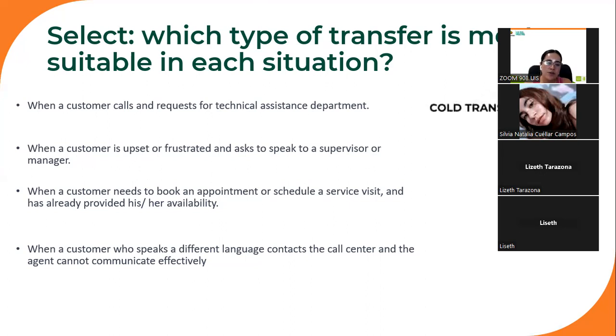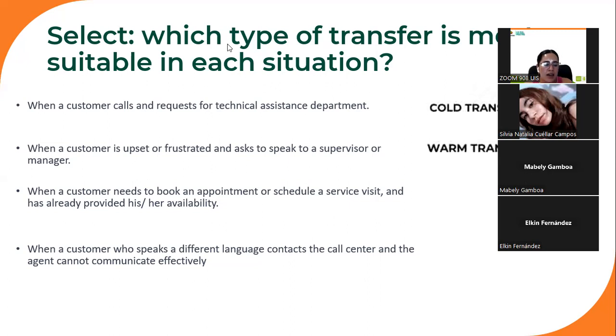Next, when a customer is upset or frustrated and asks to speak to a supervisor or manager. Warm transfer? Yes, this is a warm transfer. Of course, you will need to explain what the situation is to the manager or to the supervisor. Yes, this is warm.